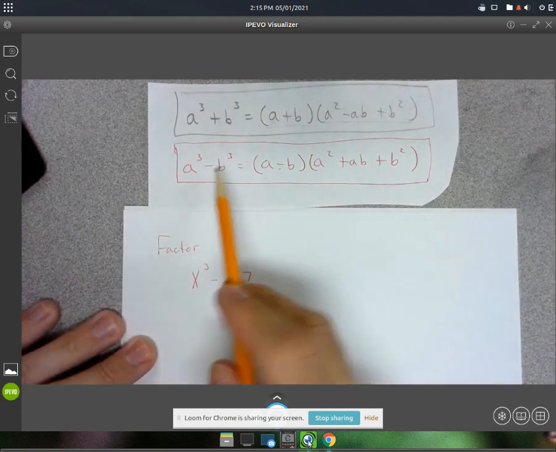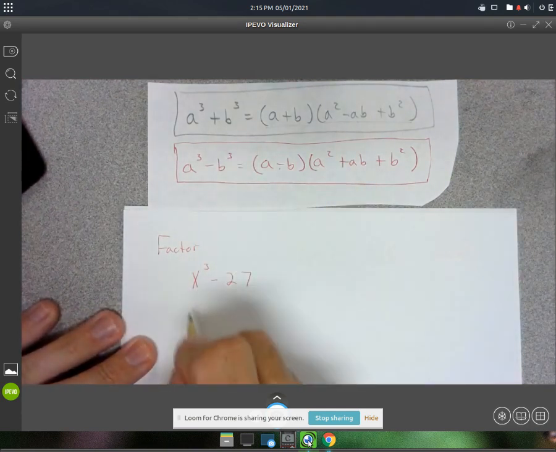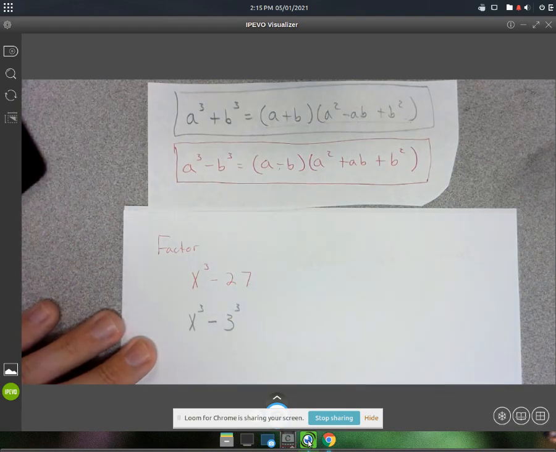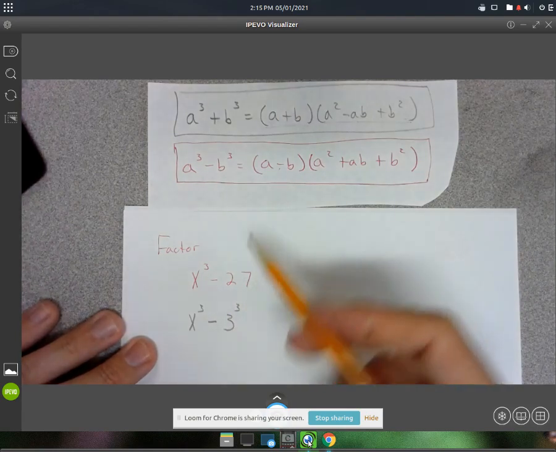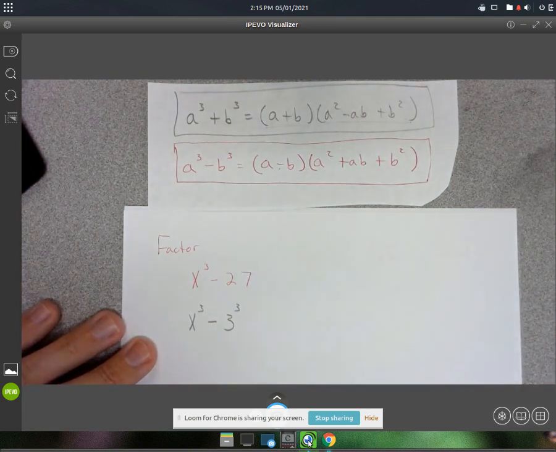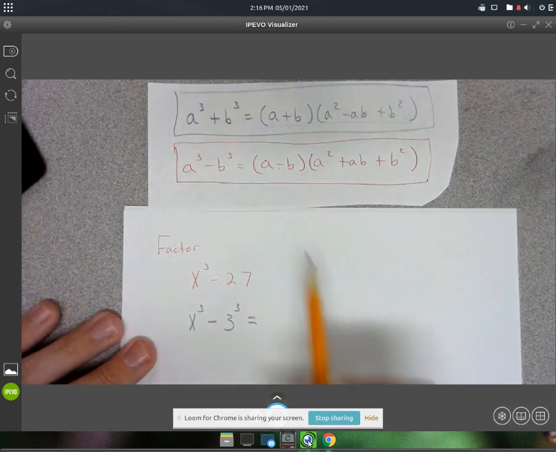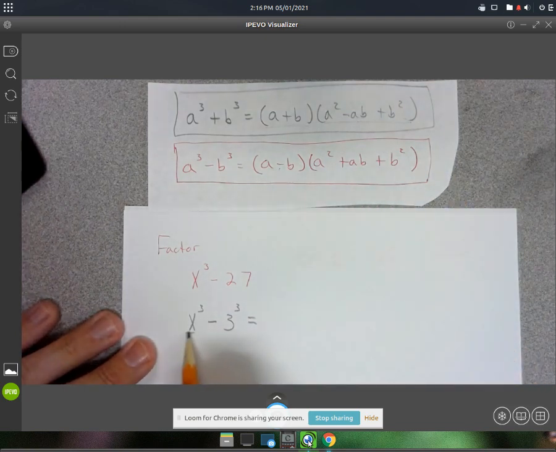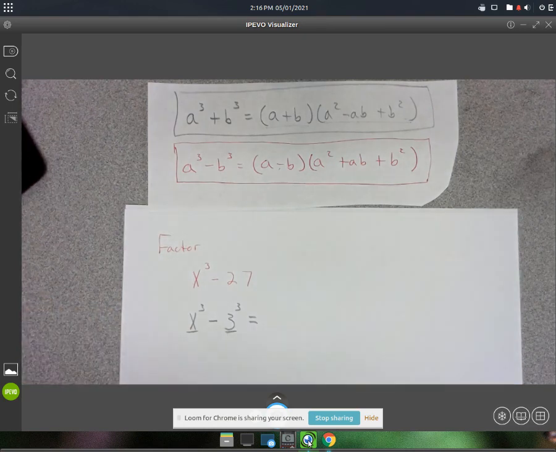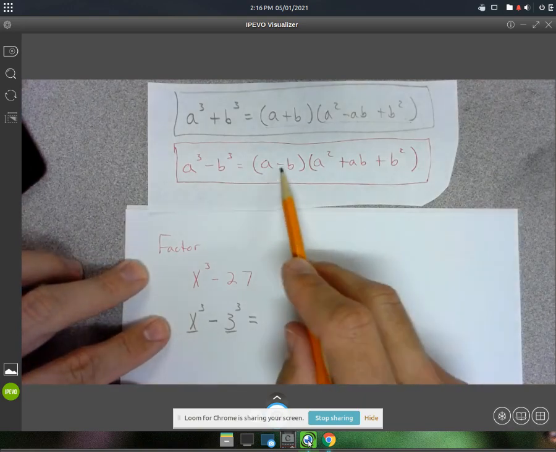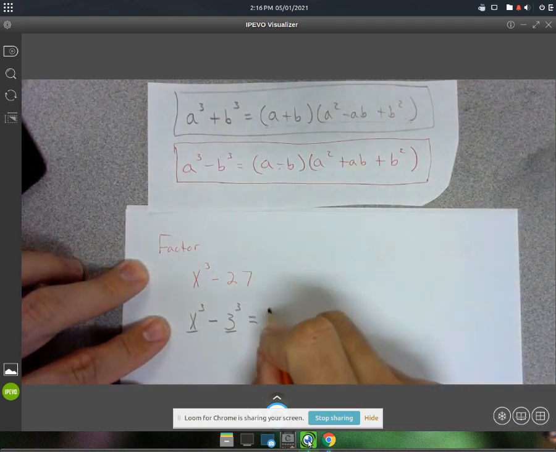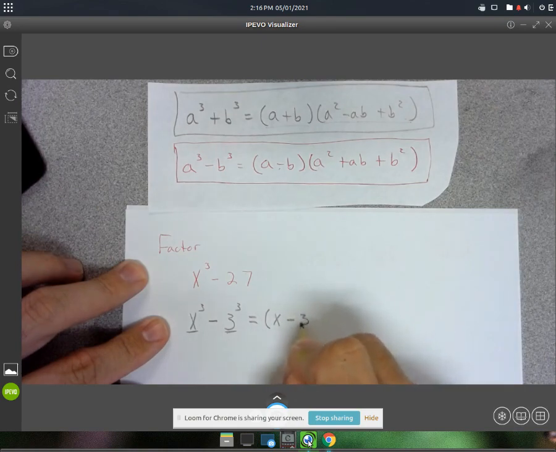So the first thing I'll do is write it as something to the third power. So this is x cubed minus, and I'm going to write it as 3 to the third power. 3 to the third power gives me 27. From here, the rest of it is just applying this formula. So this is going to be my A term, and this is going to be my B term throughout. It starts with A minus B in parentheses, so that's going to be x minus 3.